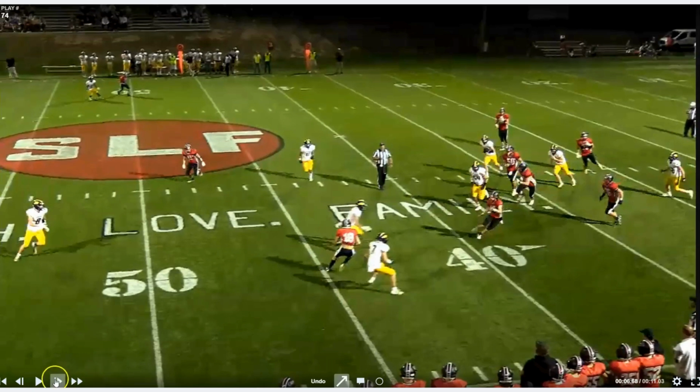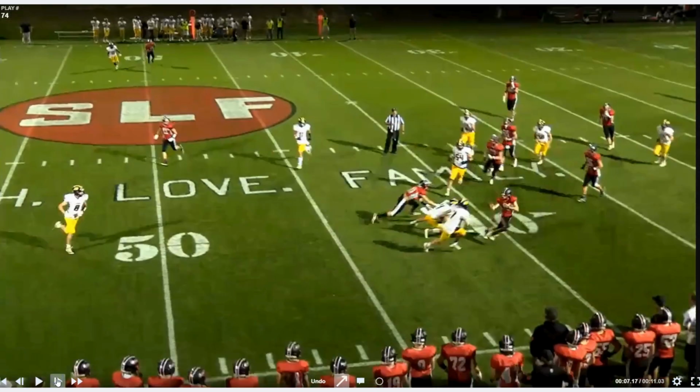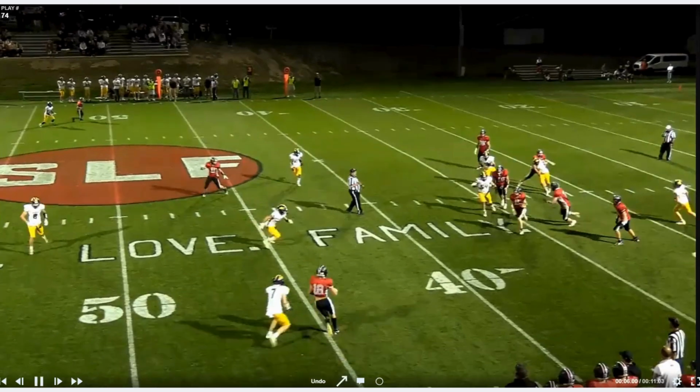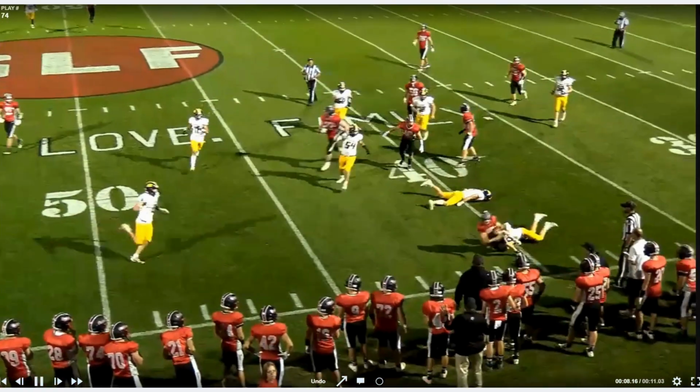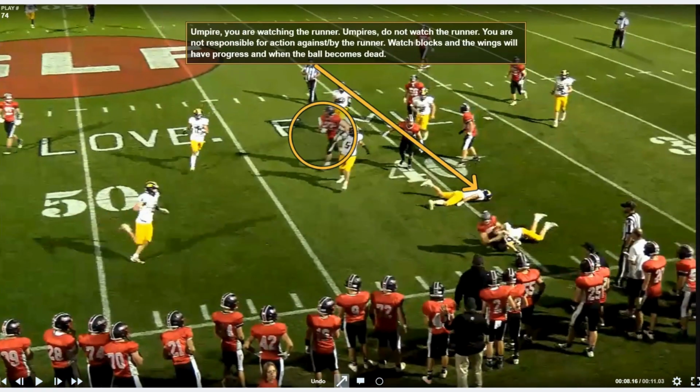One of these two guys could possibly block in the back. Again, it looks like our umpire's watching the runner. We do not want our umpires watching the runner. And if we go back here, all right, so if we're in good position, again, we're looking at this action, but you do not need to watch the runner.